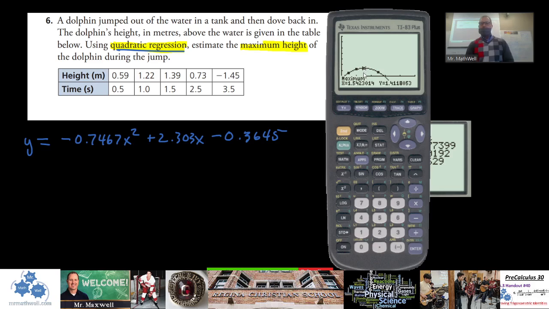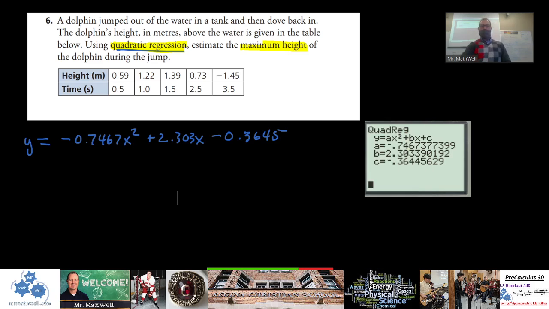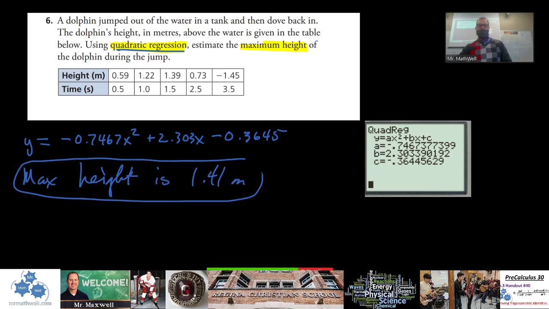You see that? So the maximum is at time 1.54 seconds. Okay, 1.54 seconds, so right in here somewhere. The maximum height is 1.4118 meters. So it's this point right about here in our data. So what's the maximum height? 1.41 meters is your answer for that. Max height is 1.41 meters. And then you'd also show your regression function that you used to find that.